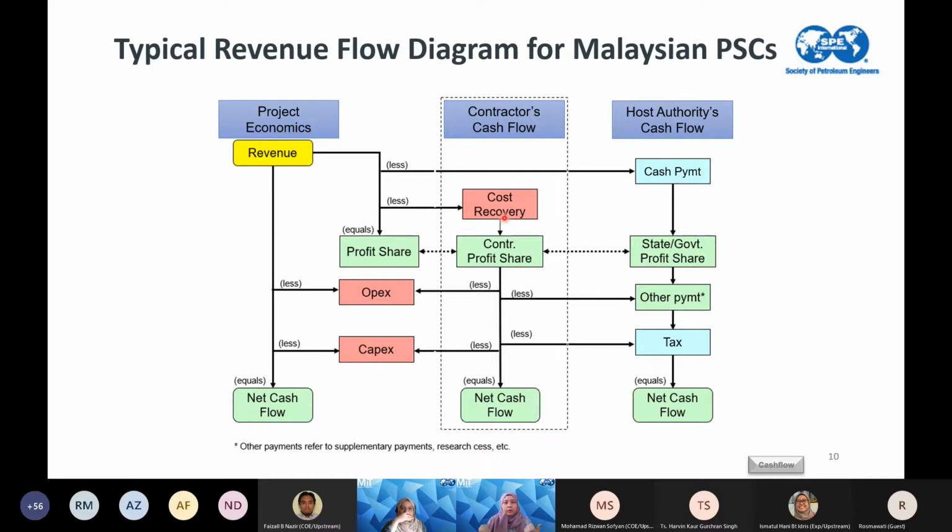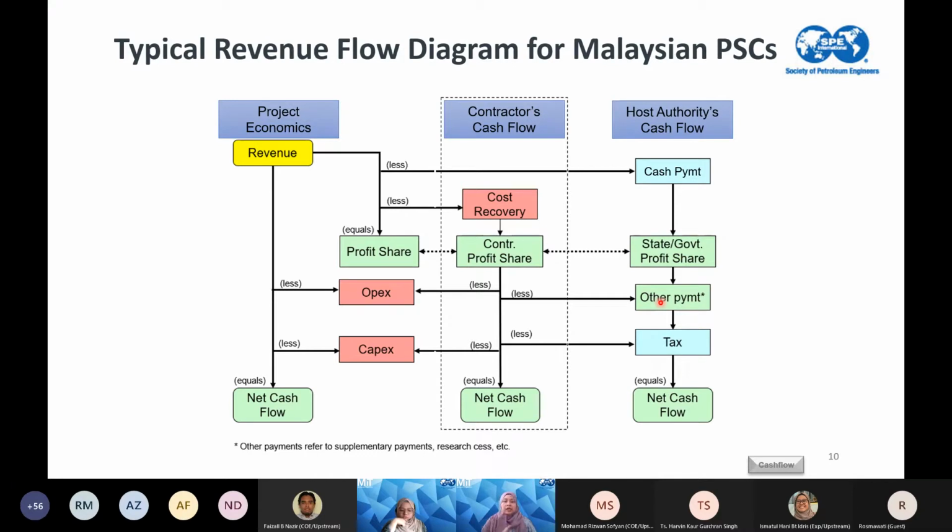And what is coming out the door? What is going out the door? Essentially, the contractor has to pay for operating costs, for CapEx, for tax, which we covered just now. And also in Malaysian PSCs, there are other payments that we have to pay. So things like export duties, supplementary payment, research cess. That's a few. The list is not very long. It's not a laundry list, but there are a few more items which are essentially cash out.